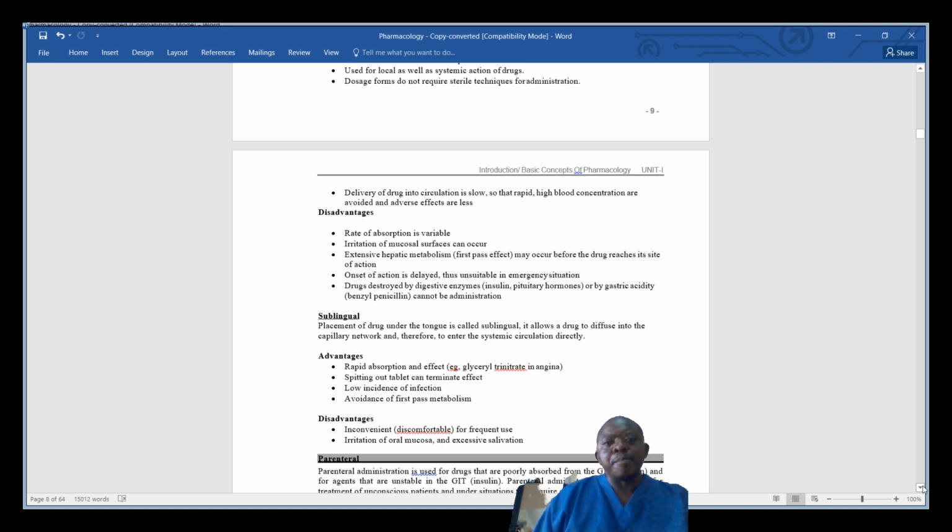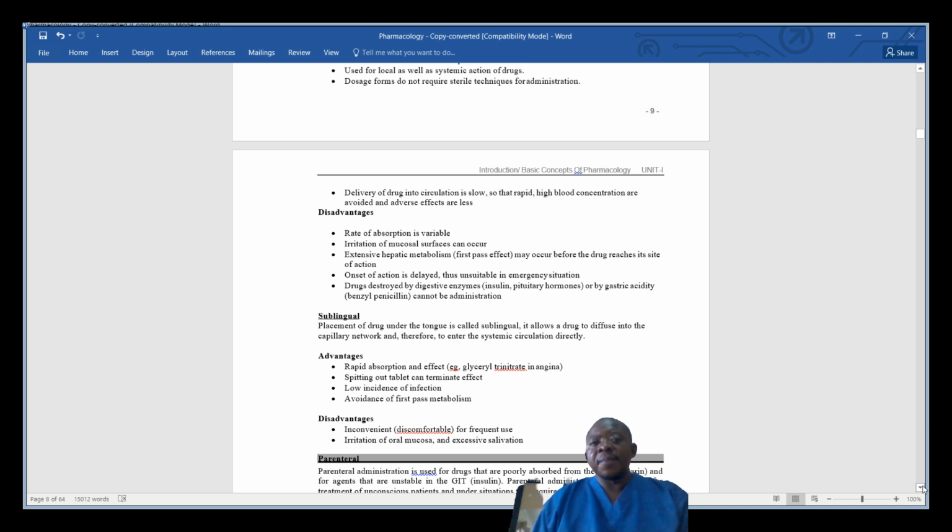When we're talking of bioavailability of the drug, we are looking at the availability of the drug in the blood in order to give us the necessary therapy that we need. So then the fourth disadvantage has to do with onset of action is delayed, thus unsuitable in emergency situations.